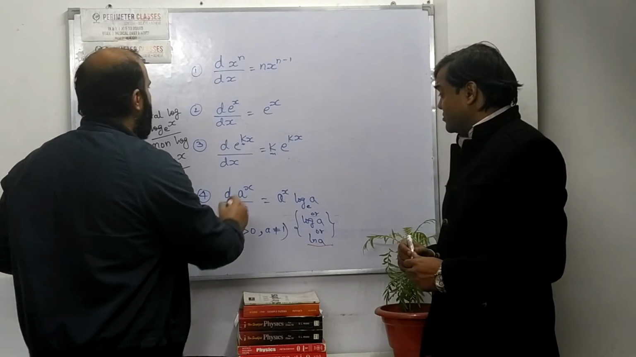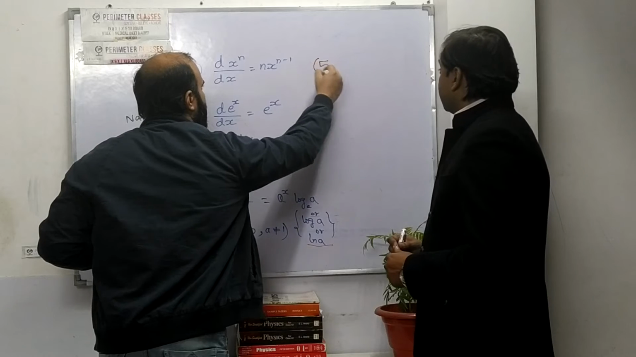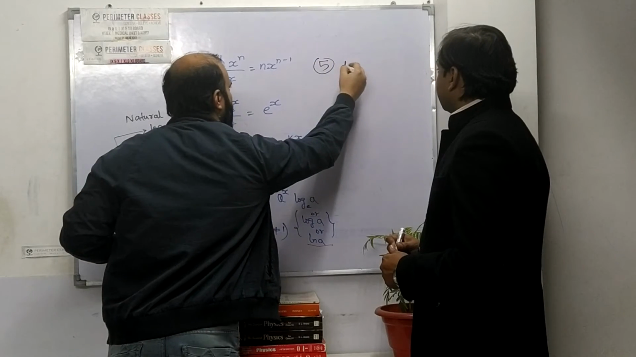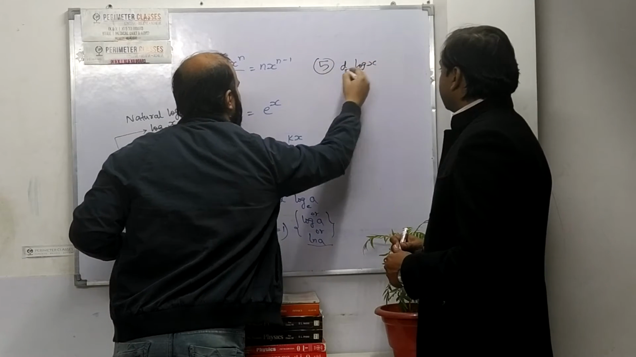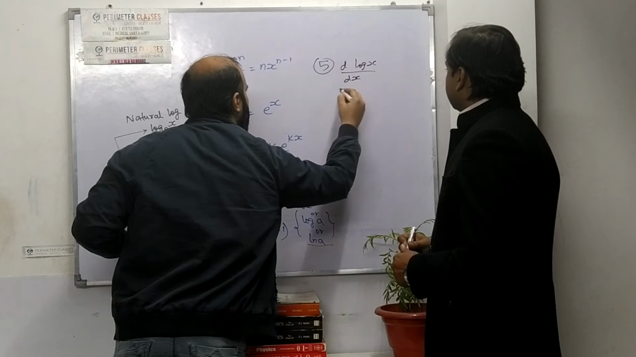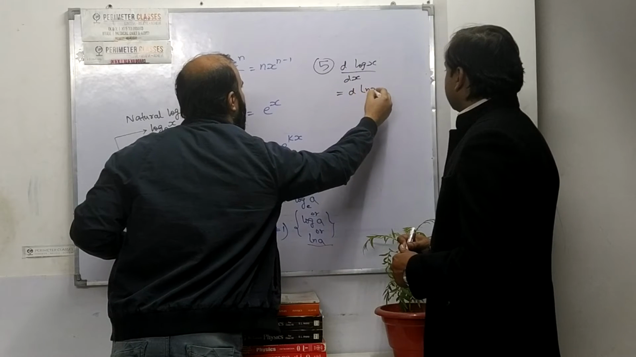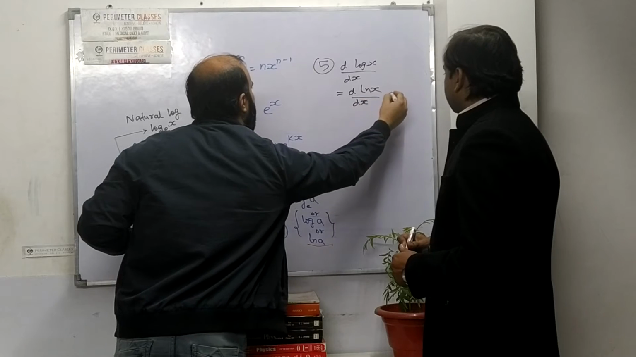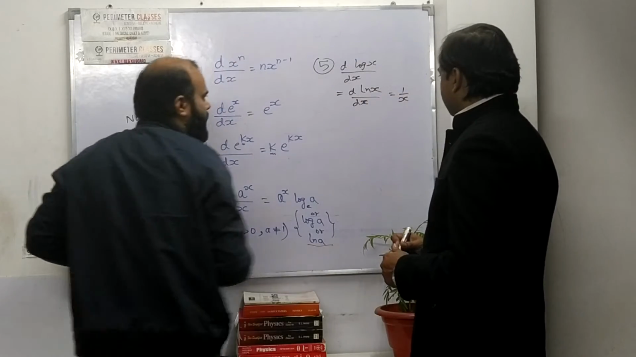And further we can also find the formula for differentiation of log of x, again natural log, which you can also say differentiation of ln x. This will come out to be 1 by x.